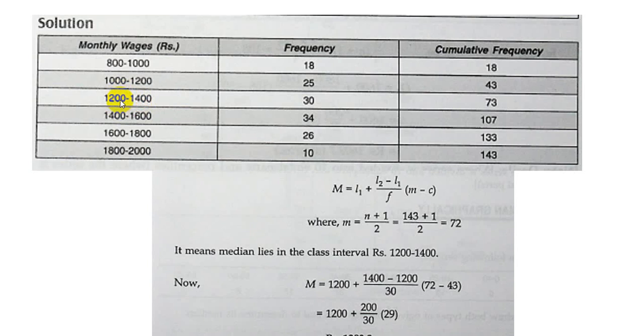So now in my question, L1 represents 1200 and L2 represents 1400. So just write L1 as 1200, L2 1400. The frequency of this median class is 30, so replace it with 30. And similarly, M represents (n plus 1) by 2. Here my M is 72, so put 72 here. Now C represents the cumulative frequency preceding the median class. The preceding cumulative frequency is 43. The median class cumulative is 73.